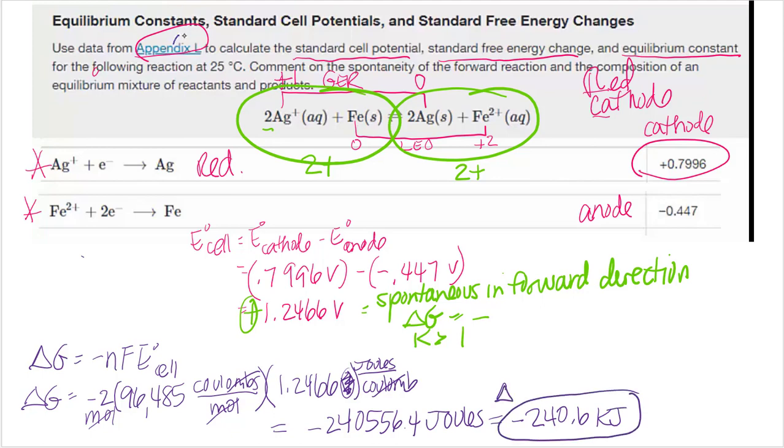All right, so this is our delta G. All right, you're looking good. And look, we have a negative delta G, which we said we needed in order to be spontaneous in the forward direction.